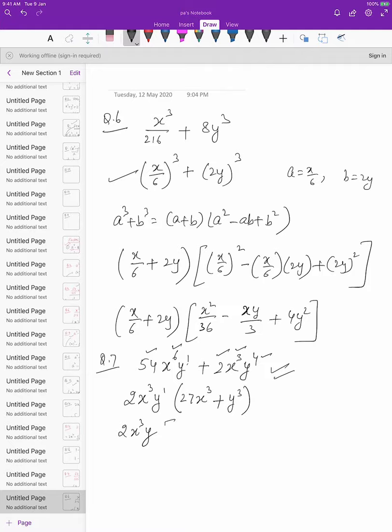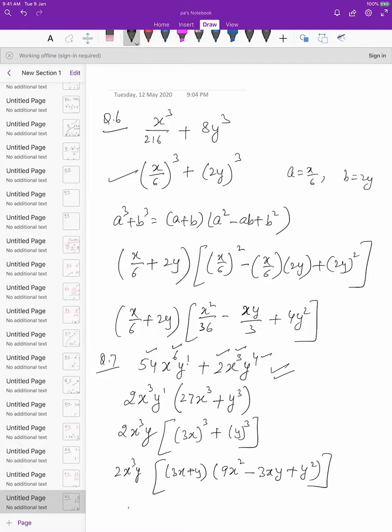Look at the bracket now, this resembles a cube plus b cube. We can write 27x cube as 3x whole cube and this is y cube. So apply the identity, this is a plus b into a square. A square will be 3x whole square, which I am directly writing now, 9x square, minus ab, so 3x into y, plus b square, which is y square. So this is the factorization, 2x cube y into 3x plus y into 9x square minus 3xy plus y square. This is the factorization of the given expression.